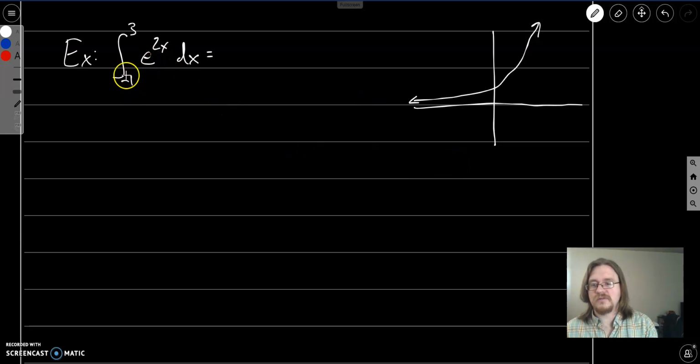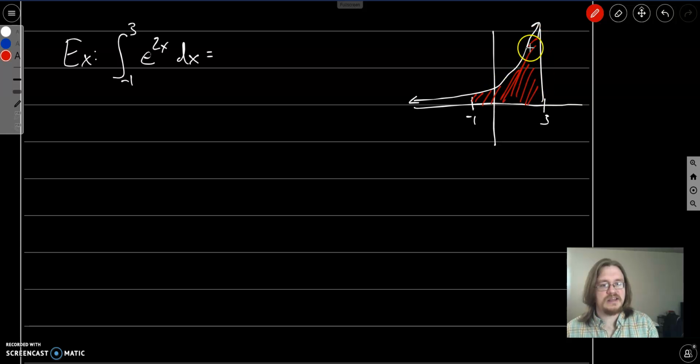So here I want the integral from -1 to 3. So maybe there's -1, and then over here is 3. So what we want is the area, and I'll use a different color so it stands out. Again, it kind of looks like a triangle, but not really. It's a curved line on top. I don't have a formula for this, so if I want to find this area, I'm going to have to take this integral.